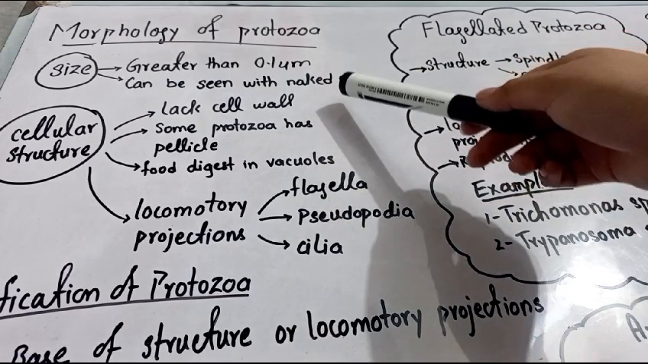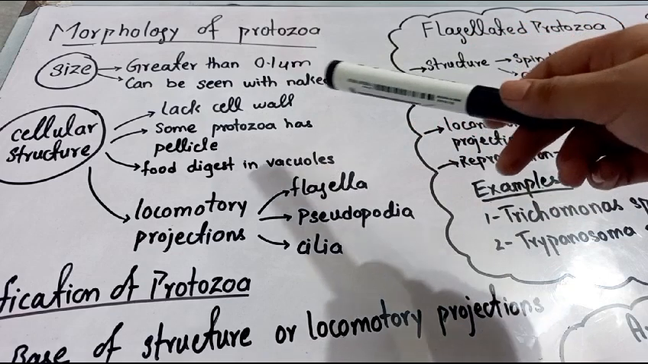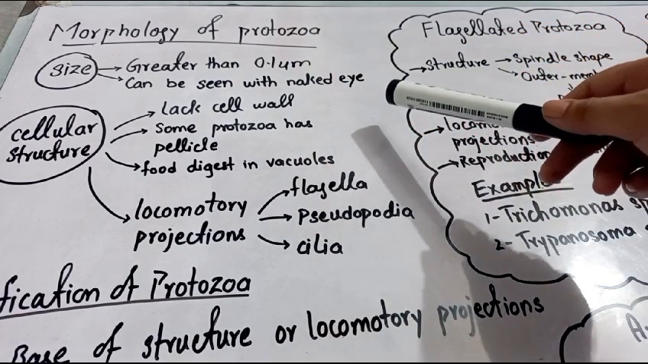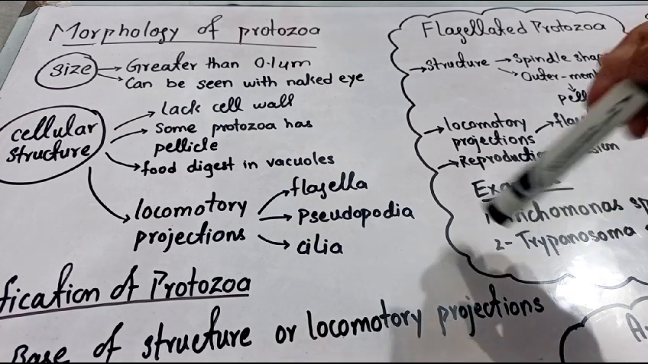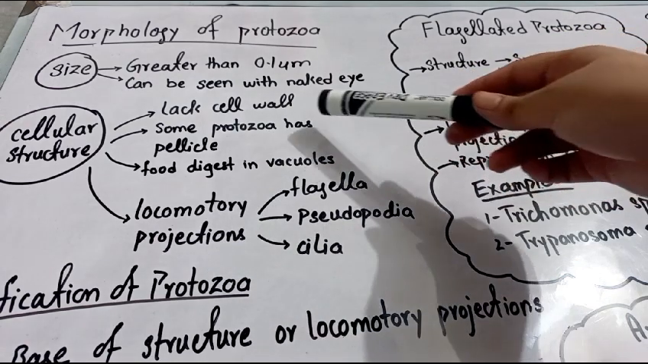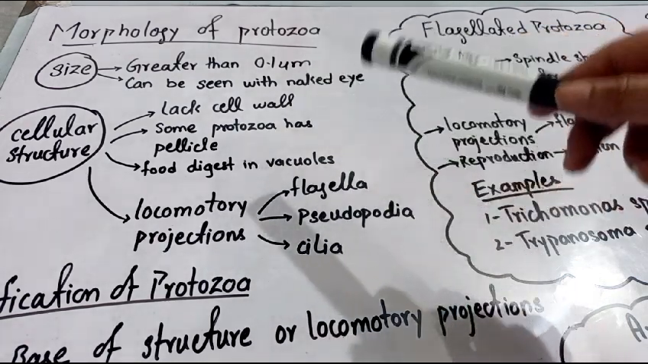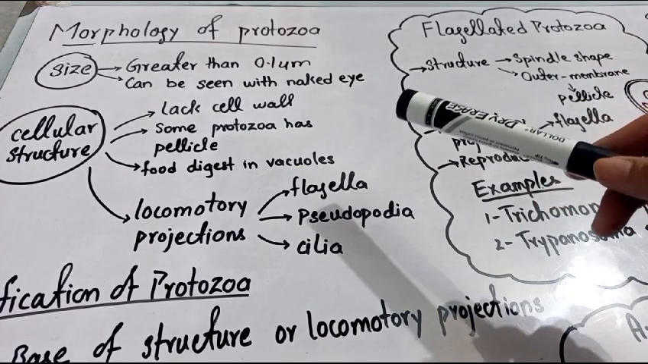So the size of protozoa is greater than 0.1 micrometer, and it can be seen with your naked eye. Some of the protozoa can be seen, but there are some protozoa which cannot be seen, but mostly can be seen with your naked eye because they are of eukaryotic cellular nature. Now if we discuss the cellular structure, they lack a cell wall, they have no definite cell wall around them, but they have a plasma membrane around them.